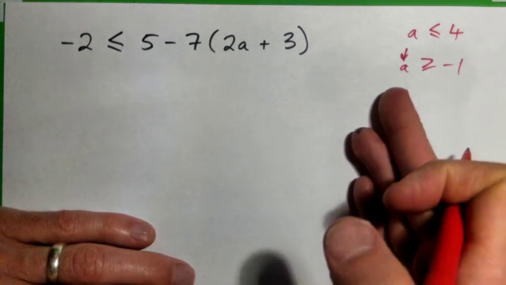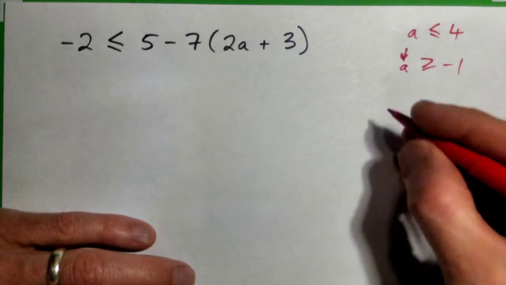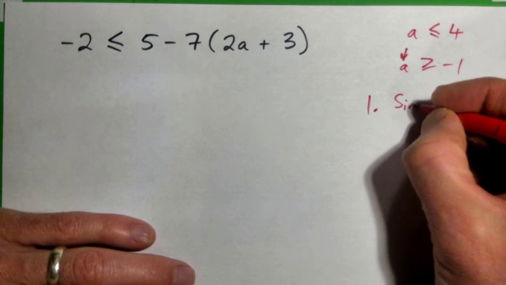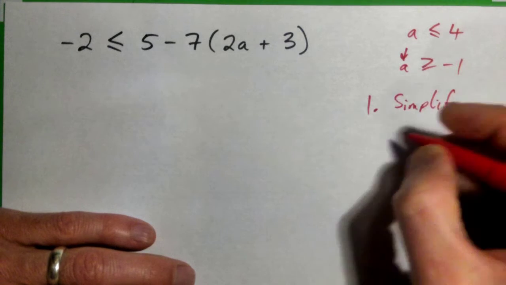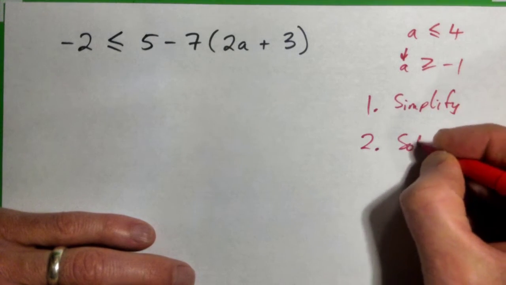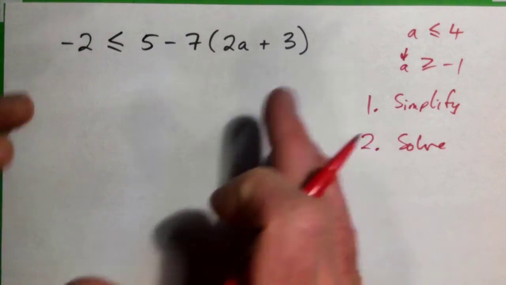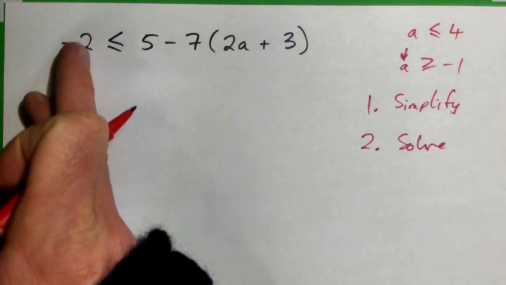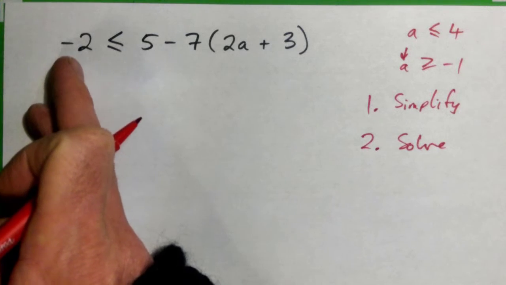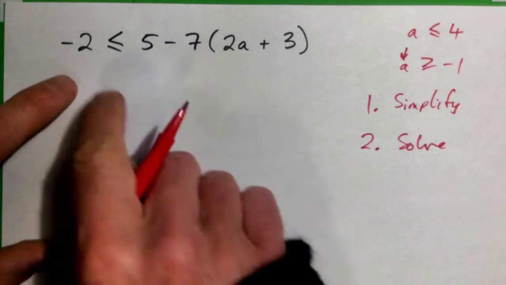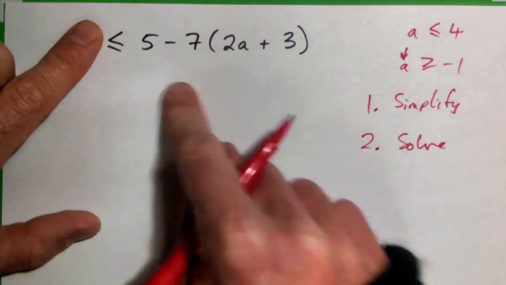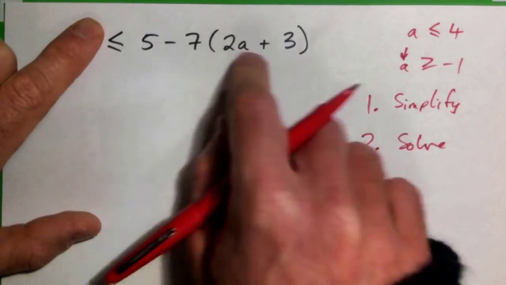That's the goal, right? So the first thing we do is we simplify, and the second thing is we solve. To simplify, that's where we do the distributive property and we add like terms. The left of the inequality is already just a number. It's negative 2, so we don't have to do anything with the left. But the right is messy, so we need to simplify that.